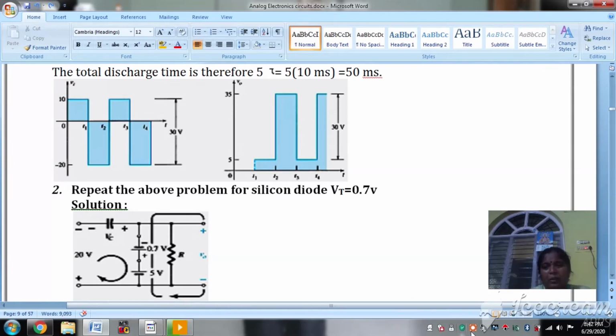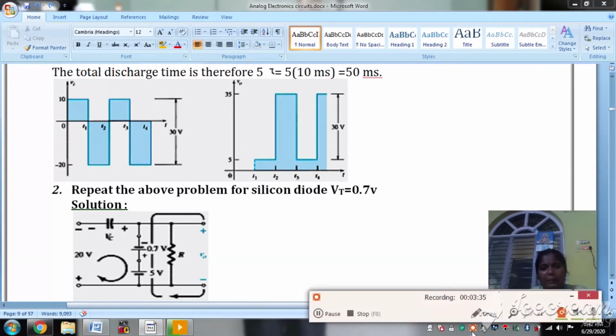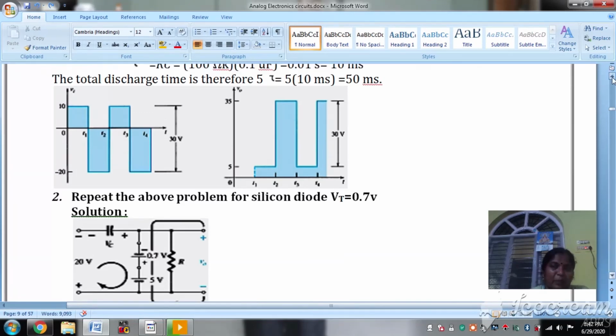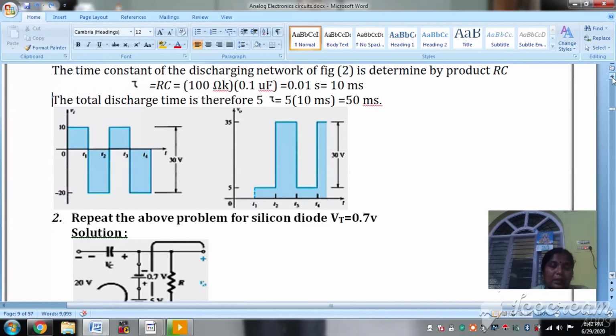So this is about the clamper circuit. This is the positive clamper circuit. The problem I have solved is for the positive clamper circuit, and theoretically I have also explained one more circuit, that is the negative clamper circuit. In the positive clamper circuit, the signal is clamped above the ground level.